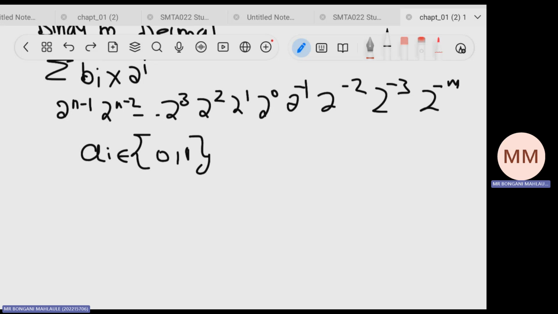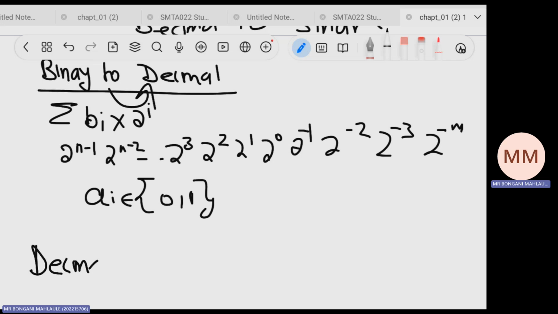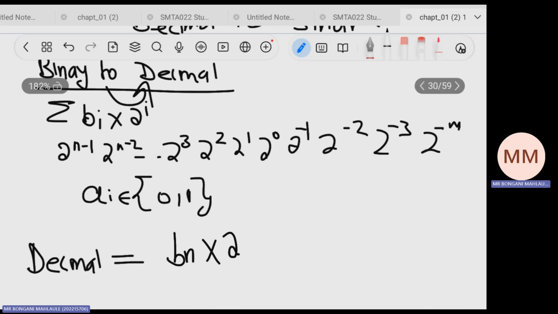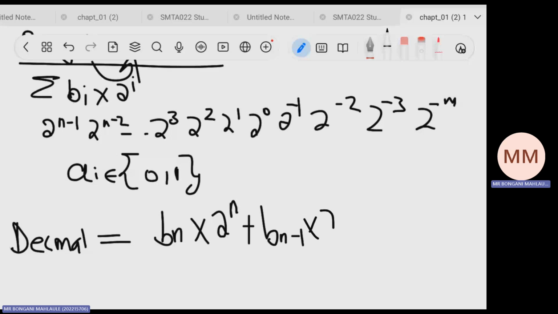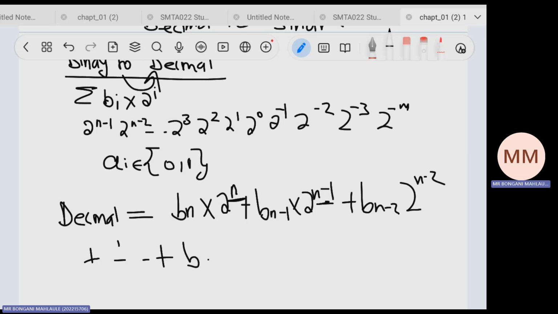When you're converting from binary to decimal, the decimal will be equal to the bit times 2 to exponent n, plus the next bit times 2 to exponent n minus 1, plus, so this will keep on decreasing. Let me write also the next one: b(n-2) times 2 to exponent n minus 2, plus b1 times 2 to exponent 1.